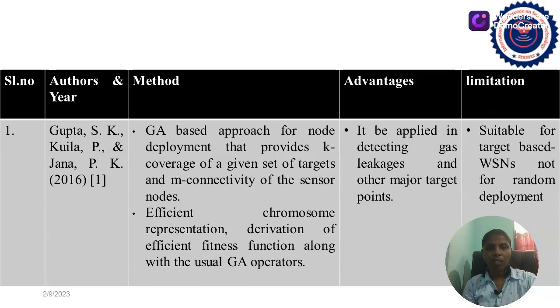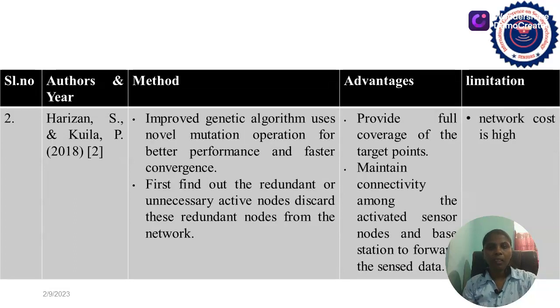And the next one is genetic. This next paper is also concentrating on the genetic algorithm, but it's an improved version. It will first find out the redundant or unnecessary active nodes and discard these redundant nodes from the network. Because if a node is unnecessary, it wastes energy.